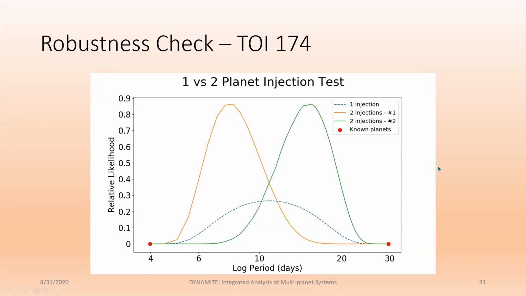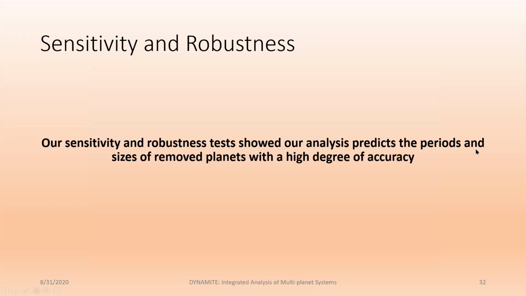However, when we run DYNAMITE on that same subset of planets from TOI-174 and allow for 2 injected planets, calculating the probability iteratively, this is the relative likelihood that appears. Here we see 2 distinct peaks, which better match the position of the 2 missing planets. So from this, we can deduce that gaps in the period ratio of roughly 8 likely are missing 2 planets. So in conclusion, our sensitivity and robustness test showed our integrated analysis predicts the periods and sizes of removed planets with a high degree of accuracy and is robust to changes of the system parameters.